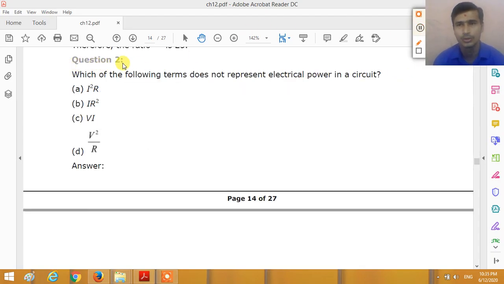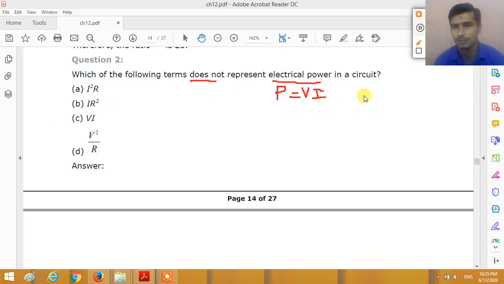Question number 2. Which of the following terms does not represent electric power in the circuit? Dear students, we know the formula of electric power. What is the formula of electric power? We know that P is equal to V into I, right? So electric power is represented by the formula P is equal to V into I. So here the question is which one does not represent the electric power, right?